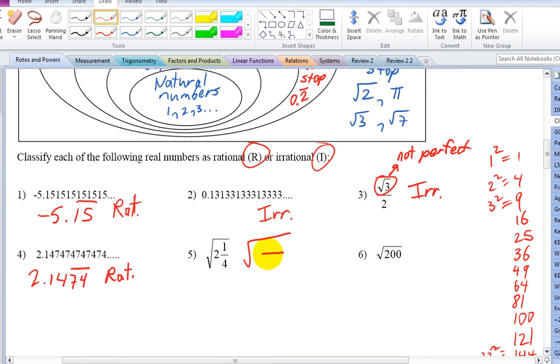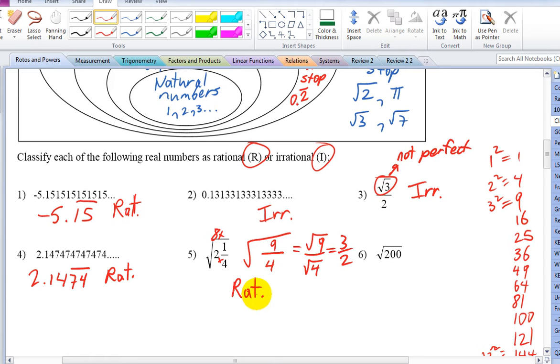Convert this one, please, into an improper fraction. So 2 times 4 is 8. 8 plus 1 is 9. 9 over 4. Well, square root the top. We did that last year. Square root the bottom. That's 3 over 2. Hey, both of them are perfect squares. So this is very definitely a rational number, because you can remove that radical sign.